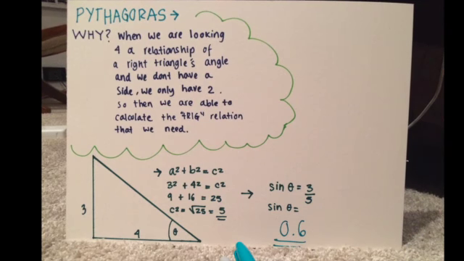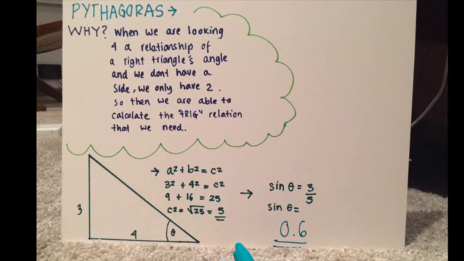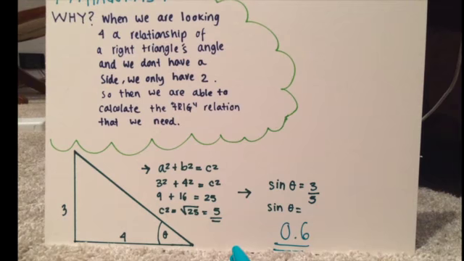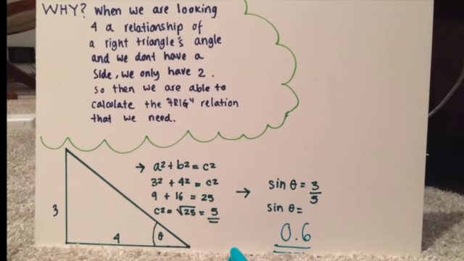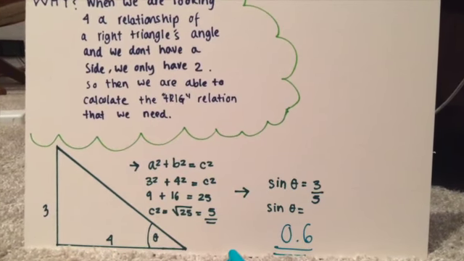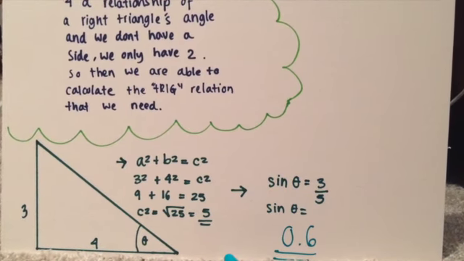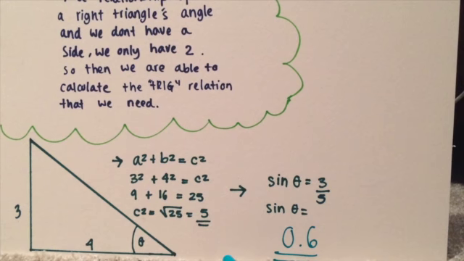Another topic we saw that involved trigonometry was Pythagoras, because when we are looking for a trigonometric relationship of a right triangle's angle and we don't have the lengths of the three sides and just have two sides, we use Pythagoras to find the missing side. So then we are able to calculate the trigonometric relationship that we need.